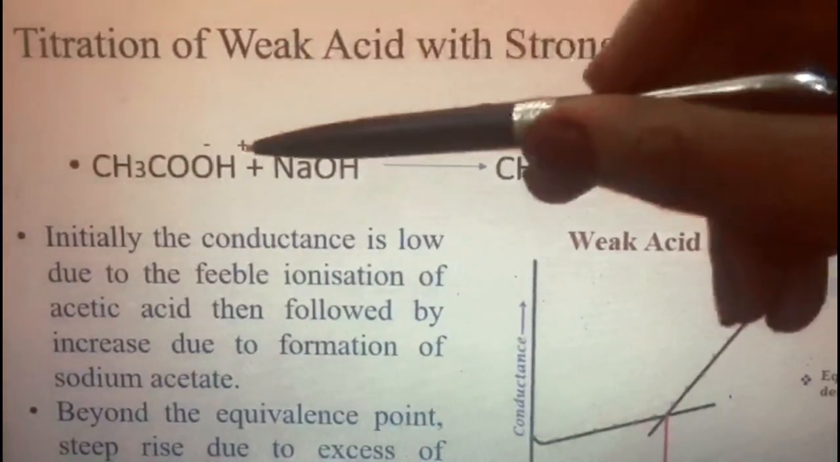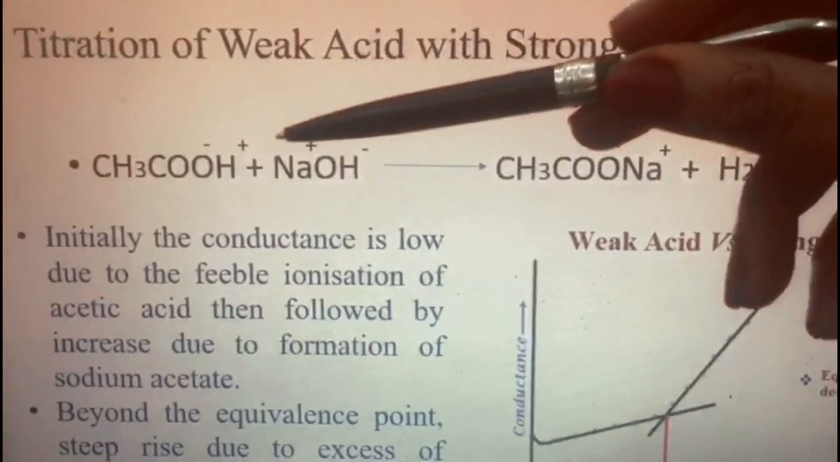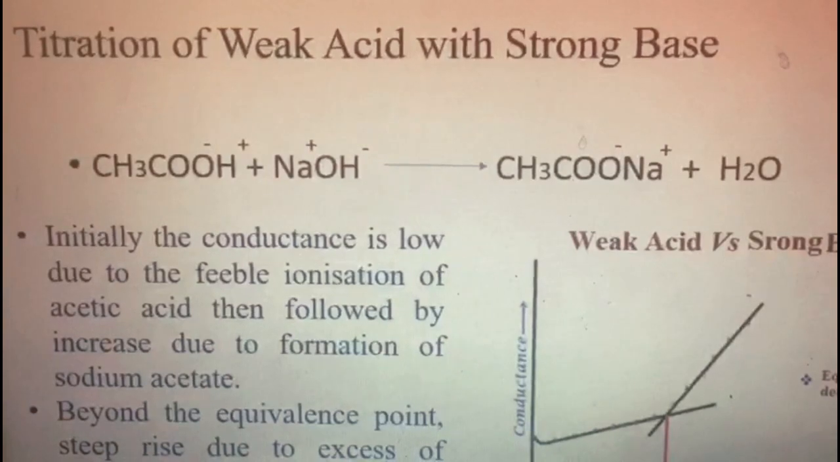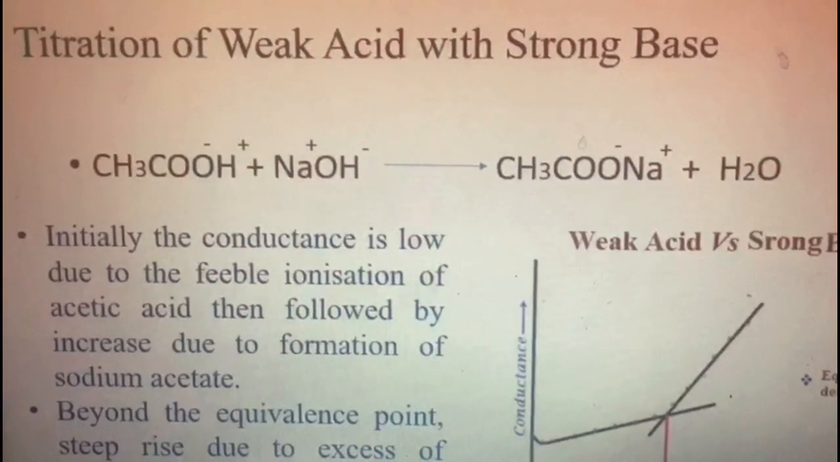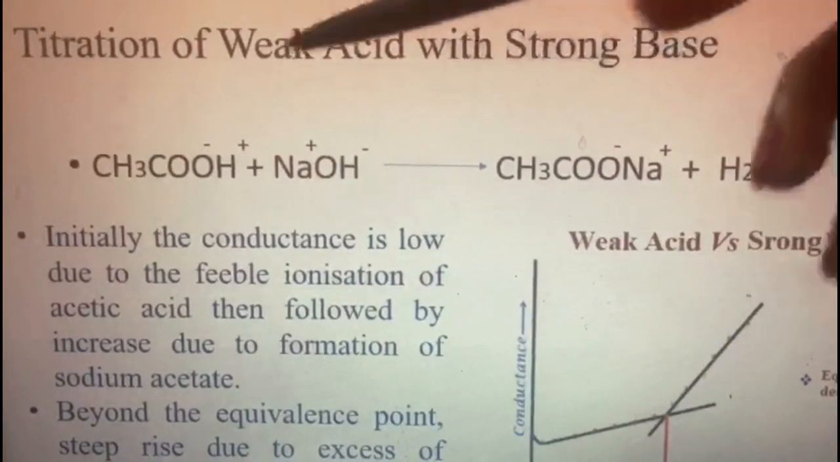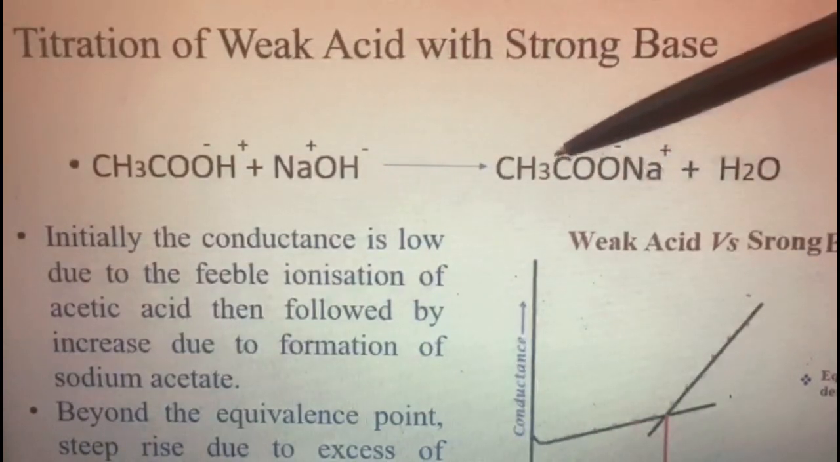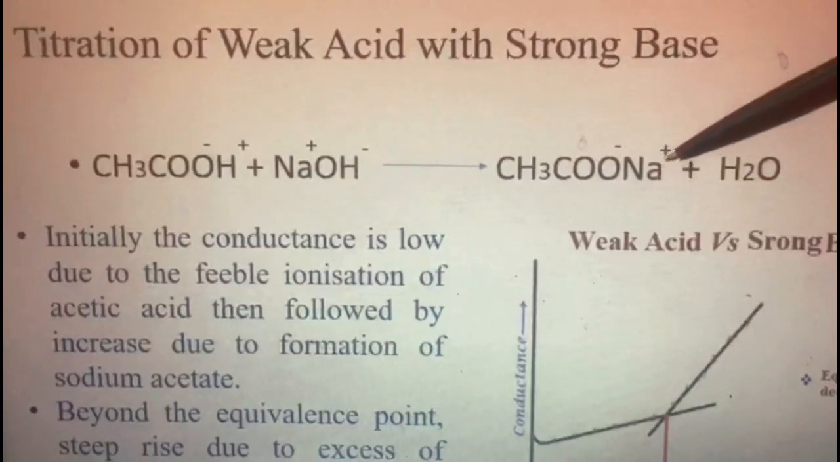Then this H plus will be replaced by OH minus to form water. So the H plus concentration will decrease a little. That is why first the conductance is already low, then it decreases slightly because of the absence of H plus. That means the H plus reacts with OH minus and forms water. Then with further addition of sodium hydroxide, the acetate ion forms sodium acetate. We know sodium acetate is a strong electrolyte and hence the conductance will increase a little bit.